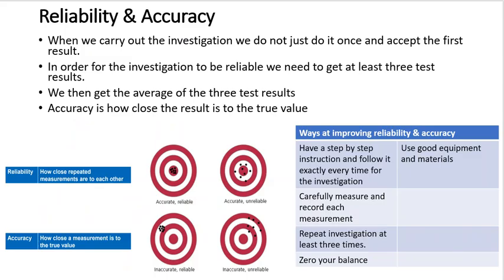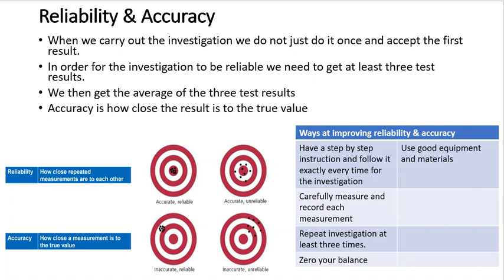So the first thing that's really important in any science investigation is these two qualities of what's known as reliability and accuracy. When we carry out an investigation, we don't just do it once and accept the first result. So for example, you will carry out this experiment at a minimum of 3 times. In order for the investigation to be reliable, we need to get at least 3 test results. You don't just do one experiment and accept your first result, because something could have been altered, or you could have made a mistake, or something could have gone wrong. So you want to do it at least 3 times, and then get an average of your test results.